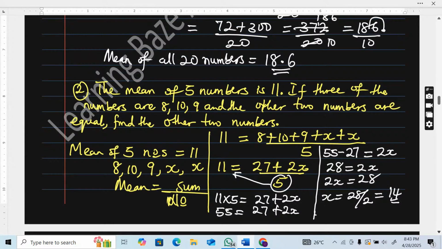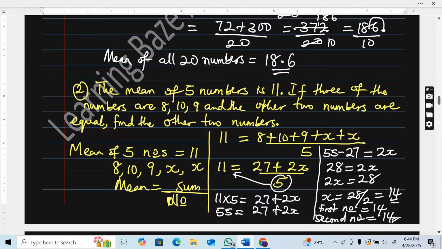Since the first number is 14, first number is equal to 14. The second number is also equal to 14 because they are equal. The two numbers are equal. I hope you understand this.